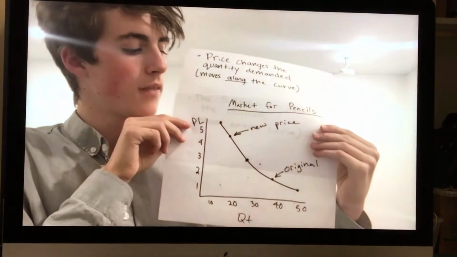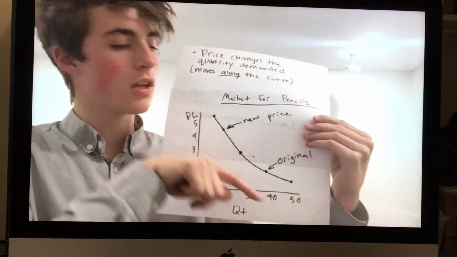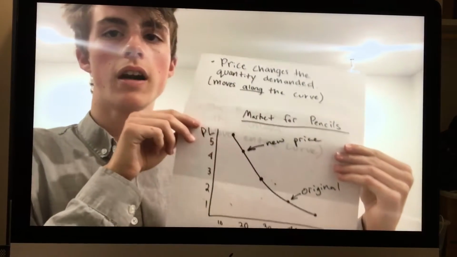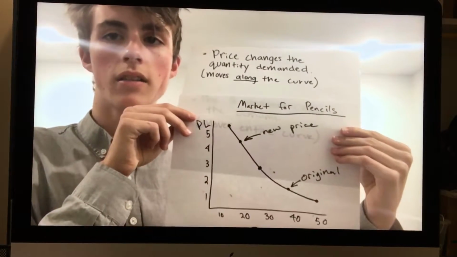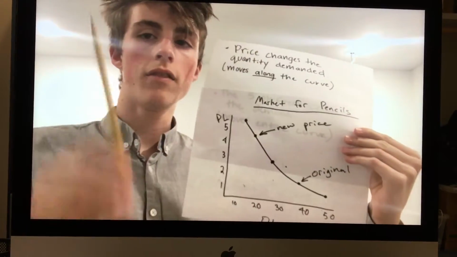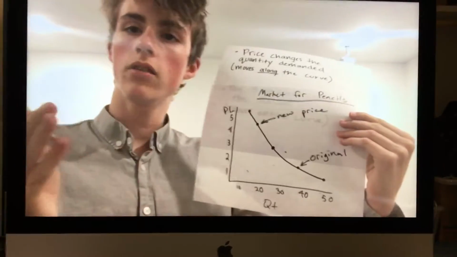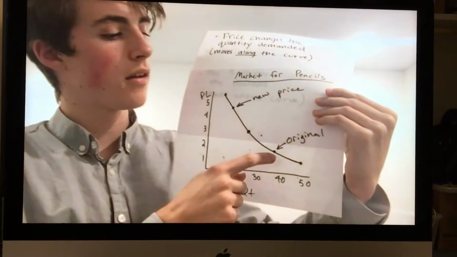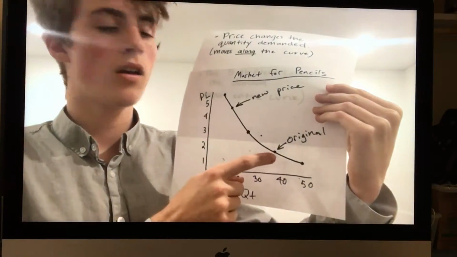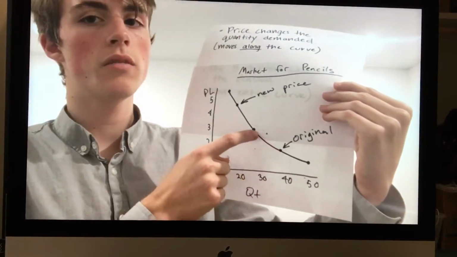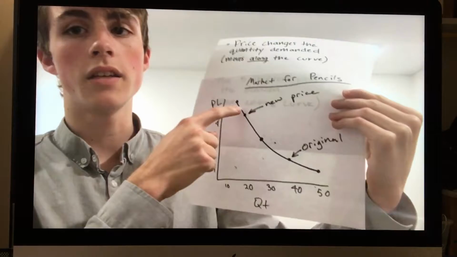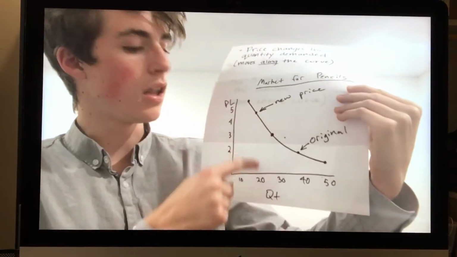Alright, so here I have a standard downward sloping demand curve. A movement along the curve is only caused by a change in the price of a good or service. So, for example, if the price of this pencil increased, then the point which was originally there would move along the demand curve where the price level is higher, the quantity demanded is lower.